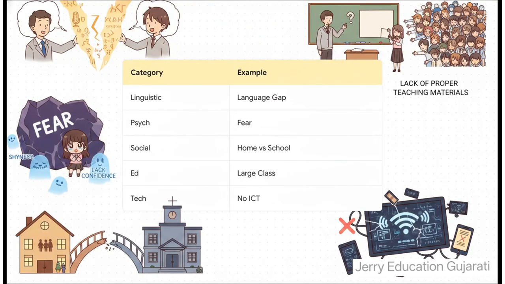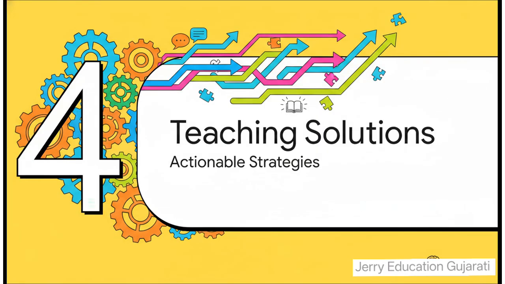Now, beyond those specific errors, there are broader barriers you have to tackle. And definitely memorize this categorization because understanding these 5 barriers is an absolute must for your 5-mark subjective answers. We've got linguistic barriers, which is just that sheer language gap, psychological barriers like fear and shyness, sociocultural barriers arising from the huge contrast between a kid's home life and the formal school environment. Then there are educational barriers like overcrowded classes, and finally, technological barriers like simply not having the digital tools to aid modern learning.